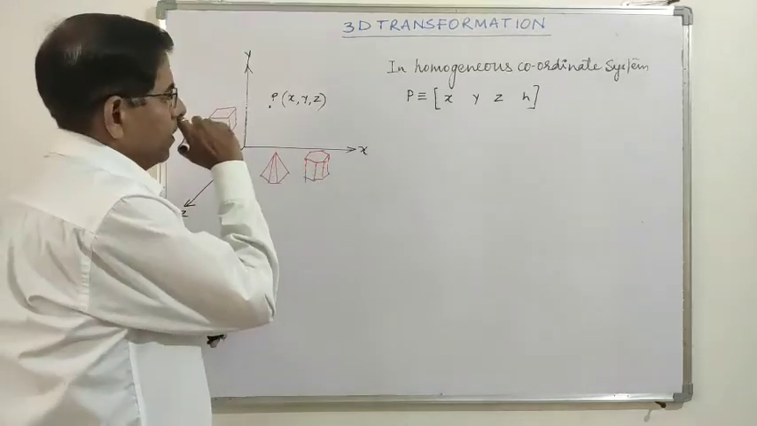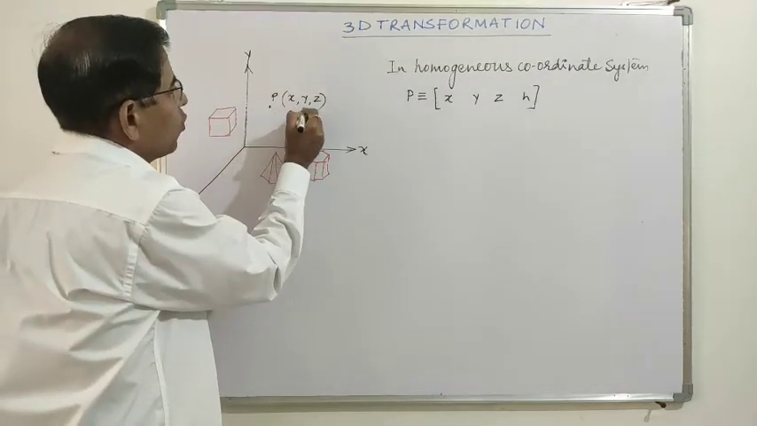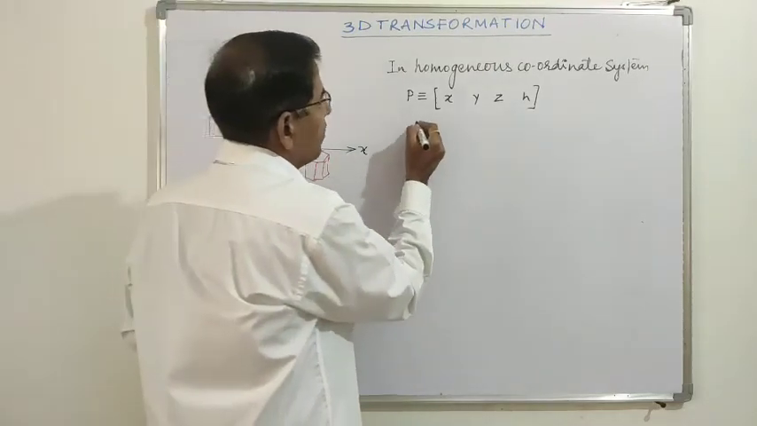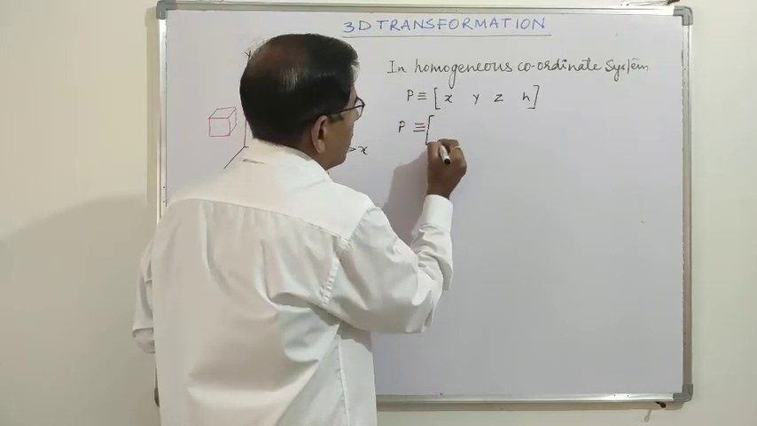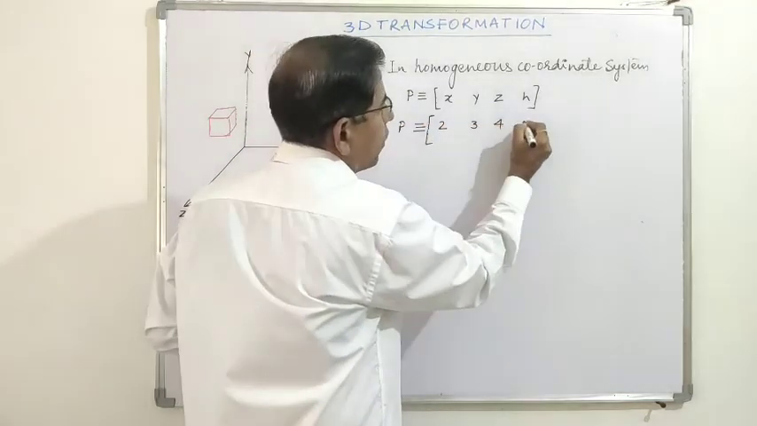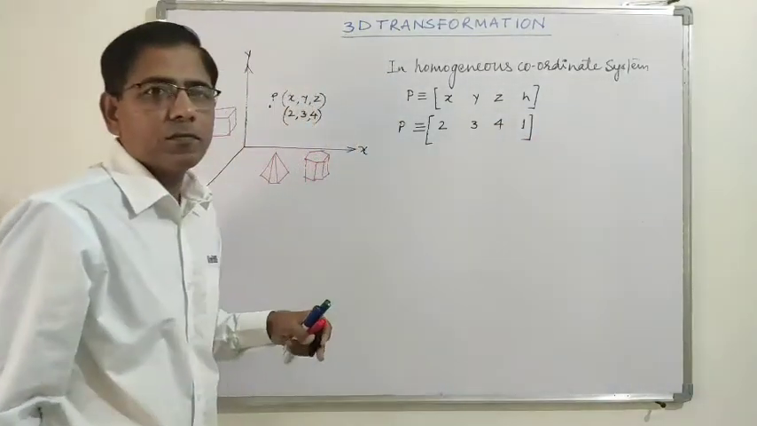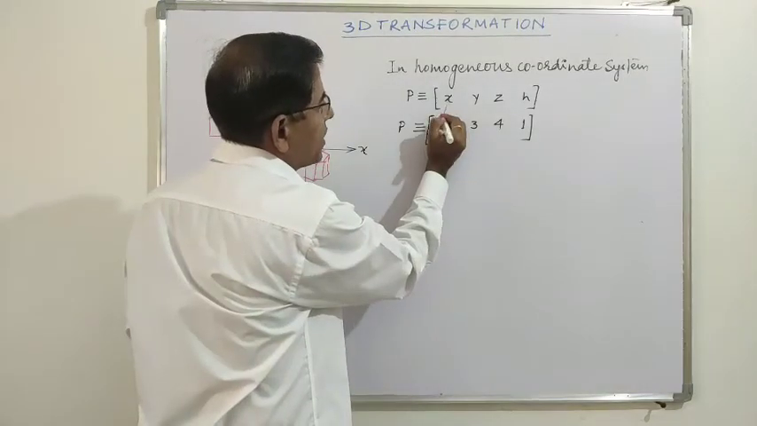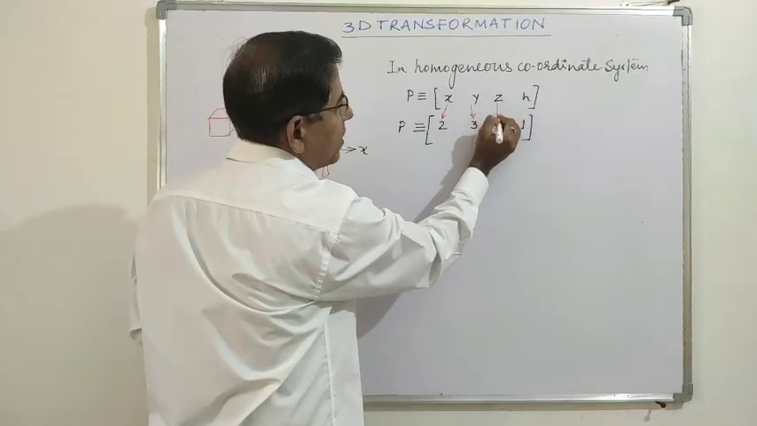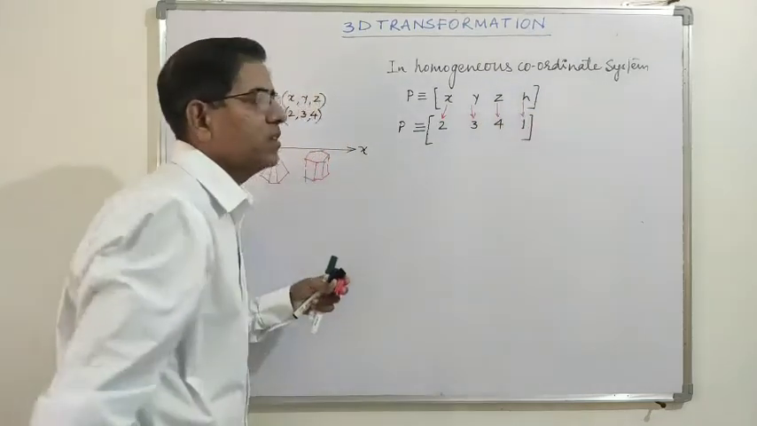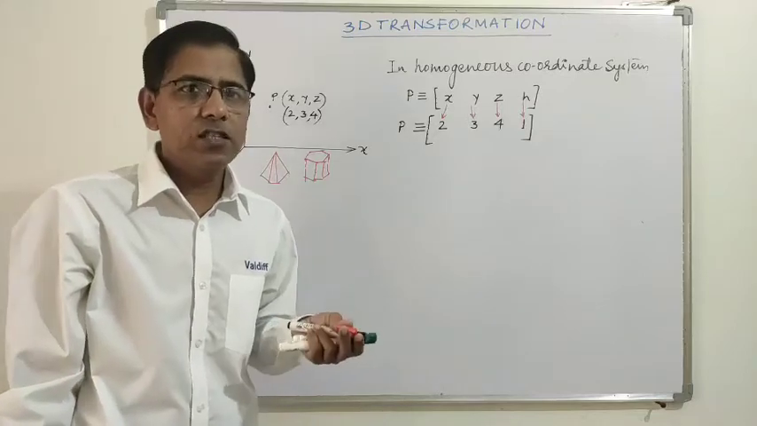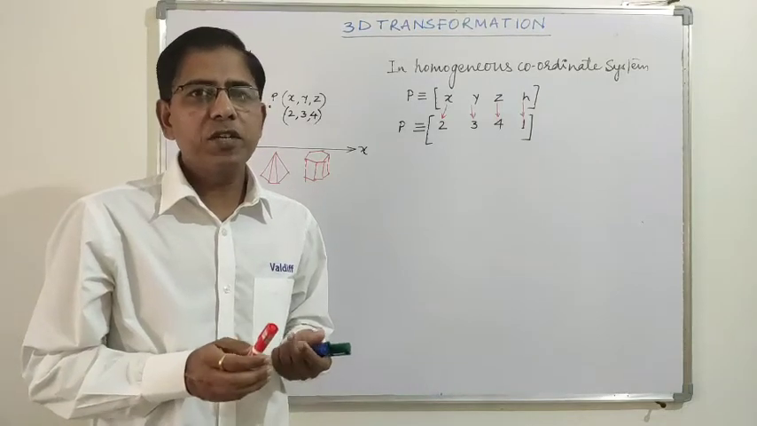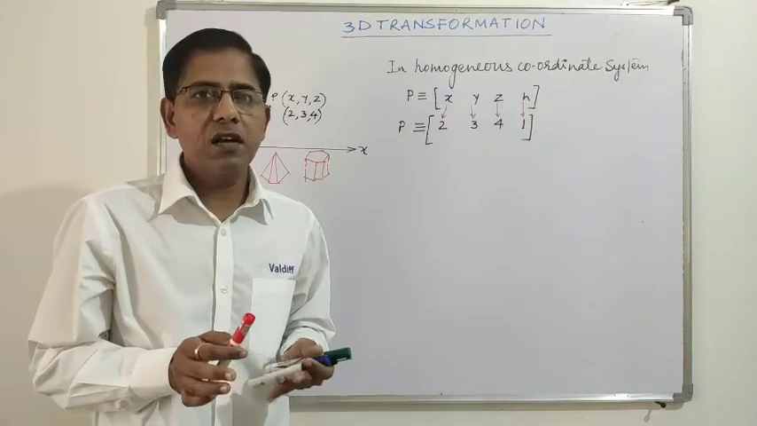Okay, so if a point P is 2, 3, 4, then it will be represented as 2, 3, 4, 1. Okay, so this 2 is x coordinate, 3 is y coordinate, 4 is z coordinate, and h is a homogeneous factor which will always be 1. Okay, now we'll see the basic transformations involved in three-dimensional transformations.